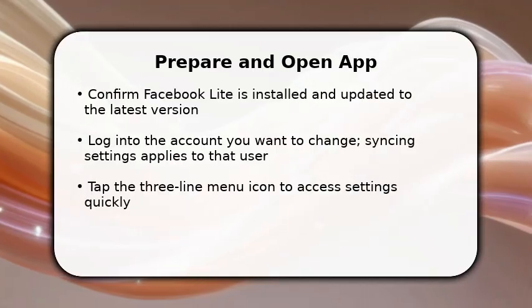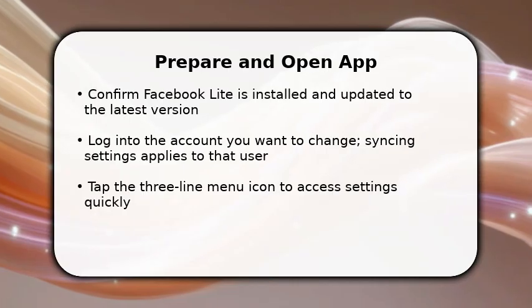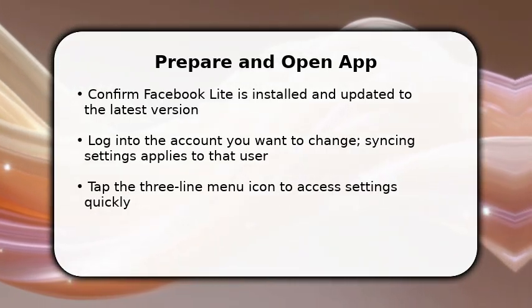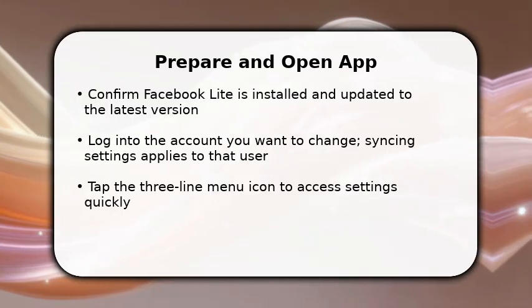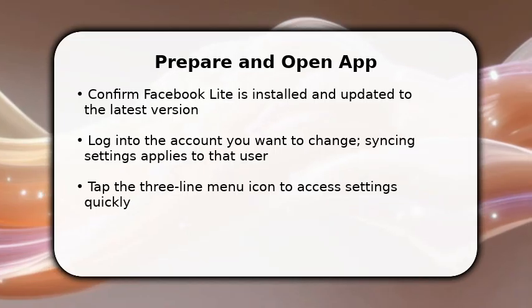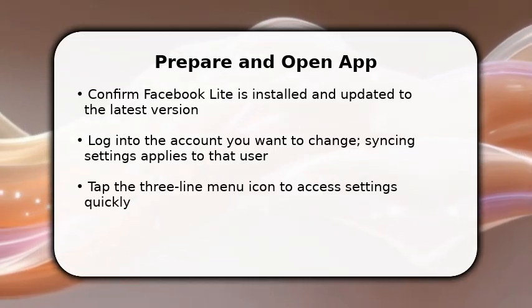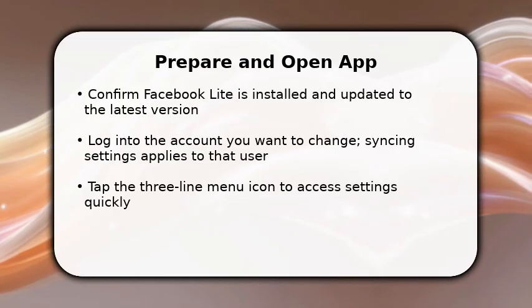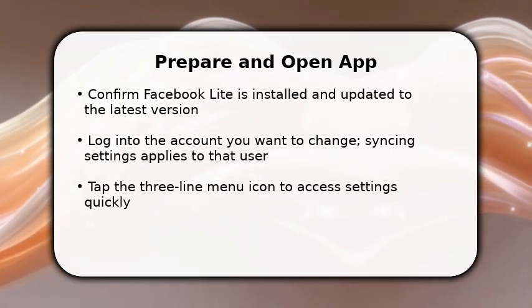You must start inside Facebook Lite and be logged into the account you'll change. Once ready, open the app and tap the three-line menu in the top or bottom corner, depending on your device. This menu gives you access to themes and app settings. Starting here saves time versus hunting through different screens. Make sure you have a stable connection so the app can load all options.